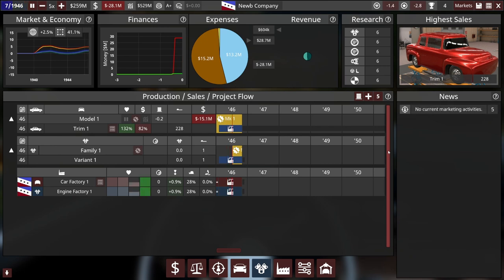Because I know we've seen people in the Discord complain they're not selling enough cars. I think what's happening is they neglected the marketing screen, even if they did maybe make a decent car.